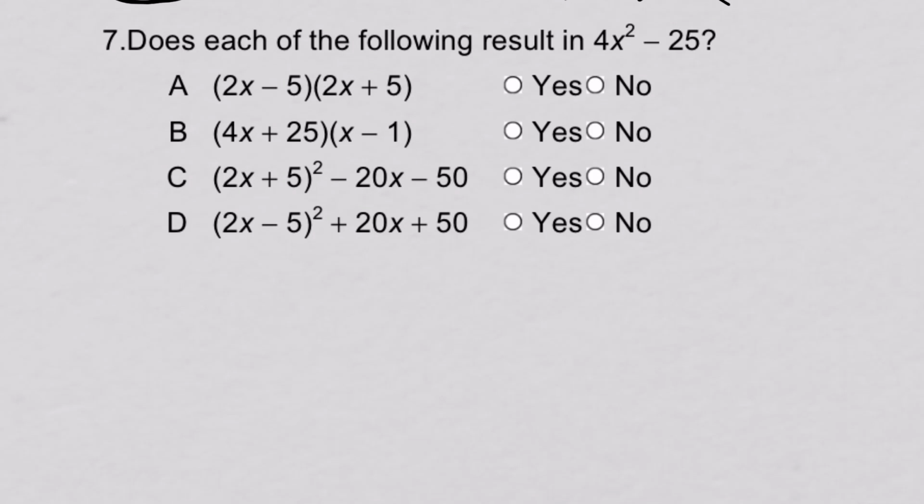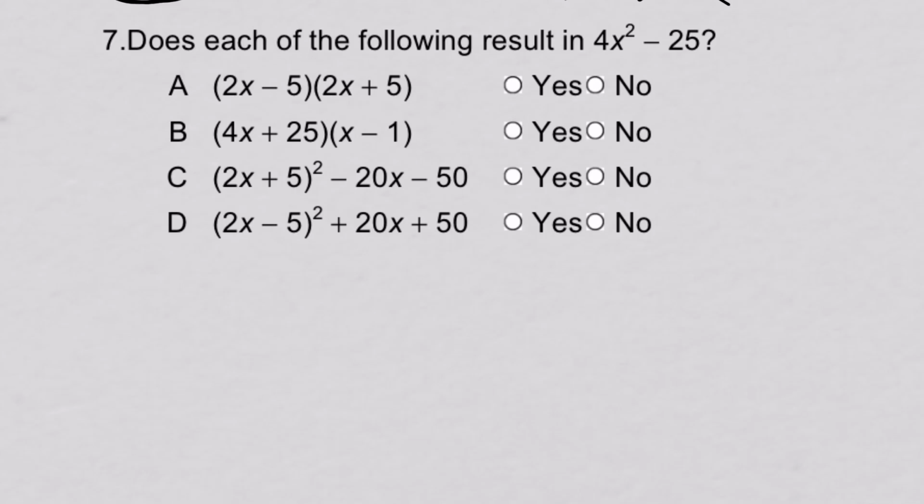Okay, number 7, much simpler problem. Everybody should be able to handle this one. It says, does each of the following result in 4x squared minus 25? So really what you have to do is check each one of the 4 to see if your result after you multiply them or simplify the expressions, it's 4x squared minus 25.